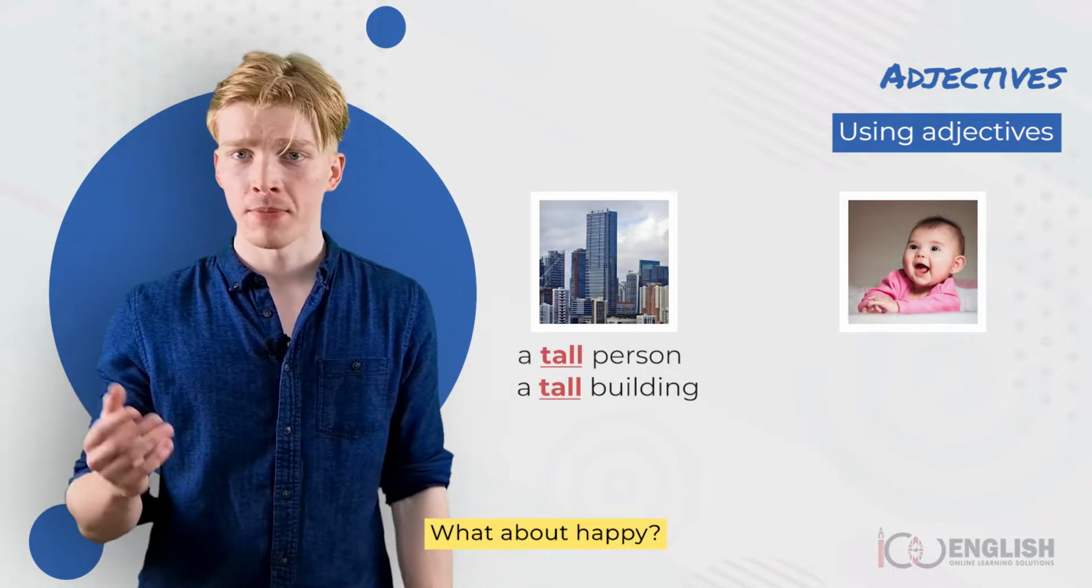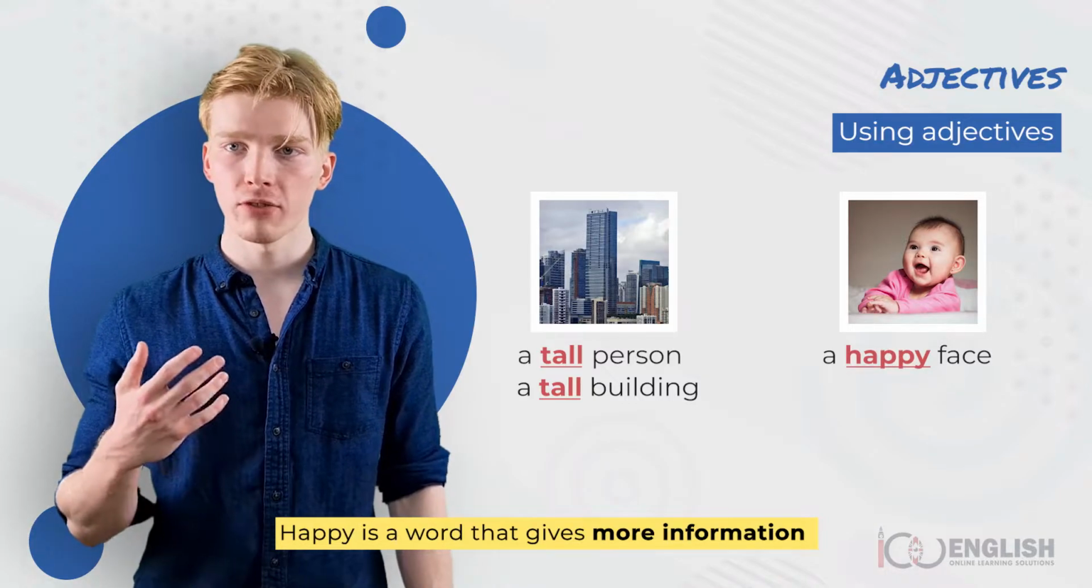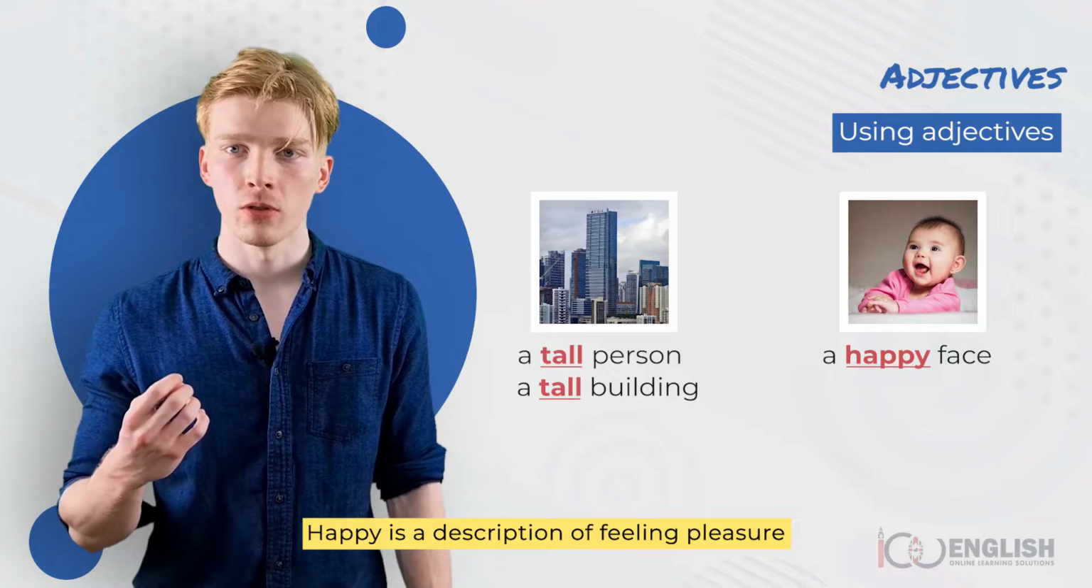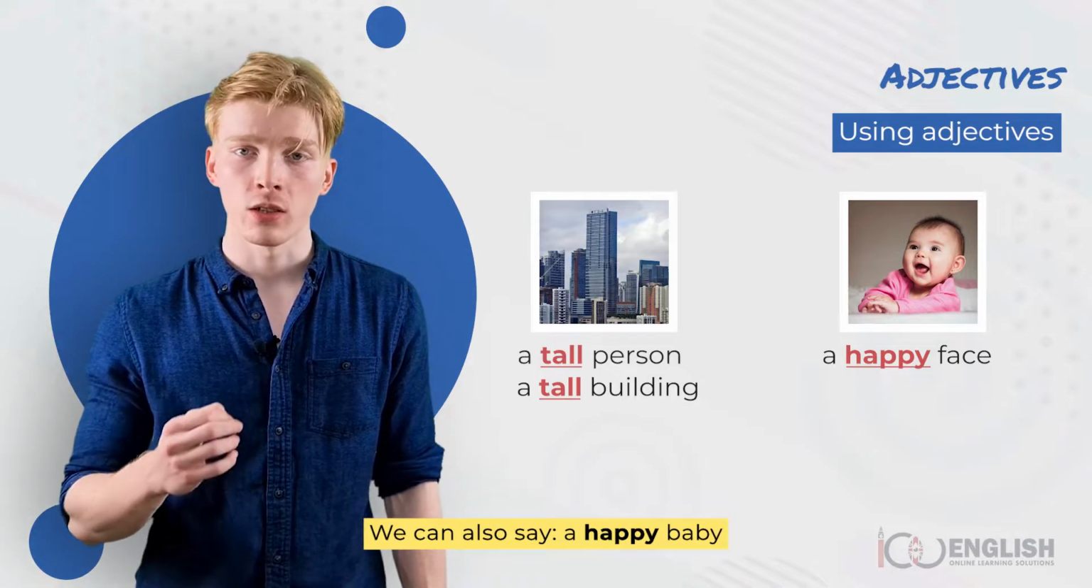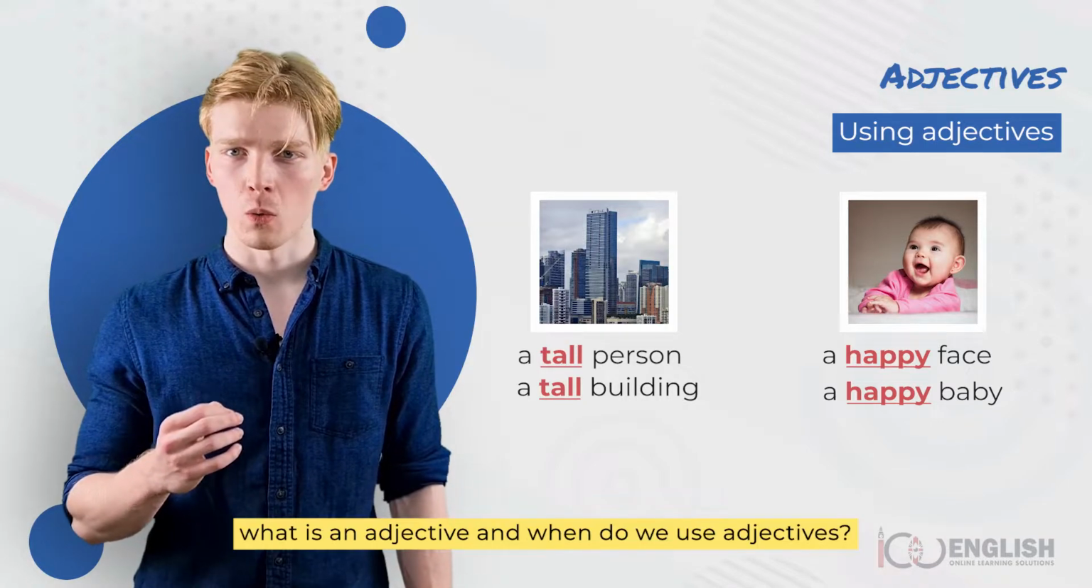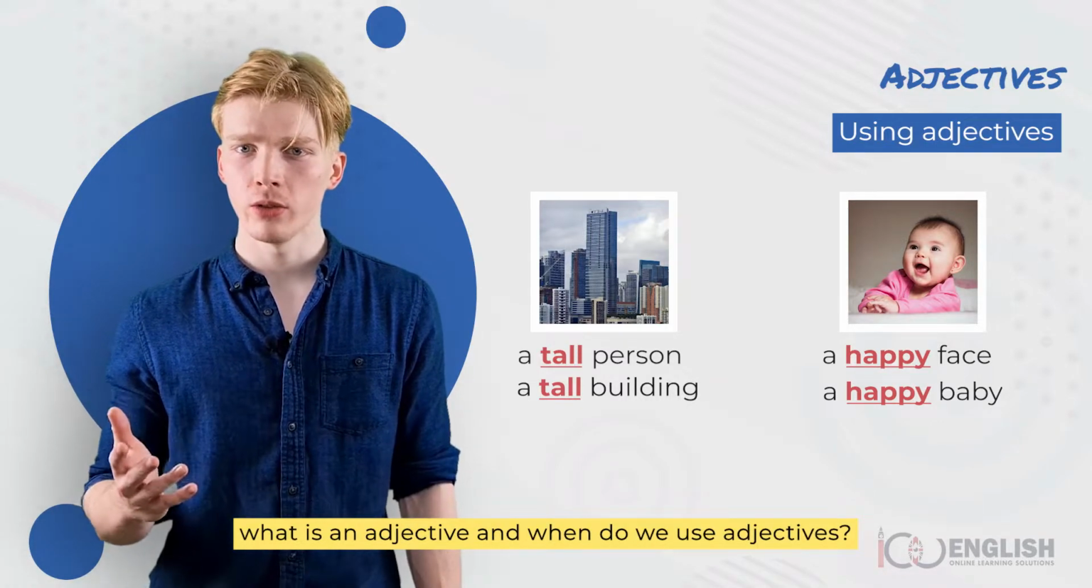And what about happy? Happy is a word that gives more information about the face. Happy is a description of feeling pleasure. We can also say a happy baby. So, what is an adjective and when do we use them?